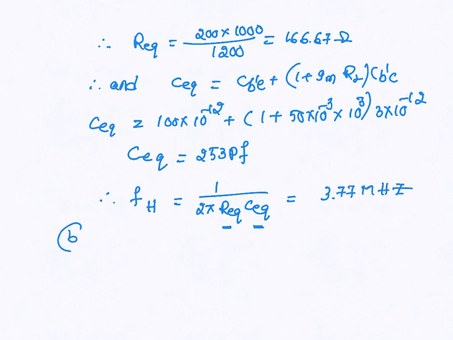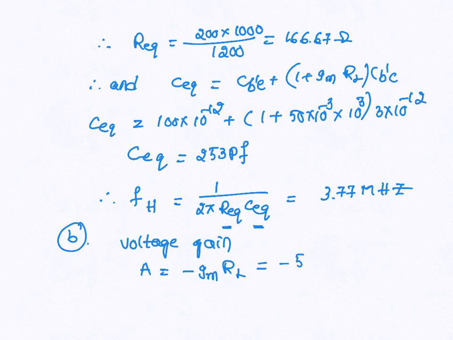And in the question he has also mentioned that we have to find the voltage gain. The formula for voltage gain at the required frequency will be minus gm into RL. gm is already given as 50 into 10 power minus 3, into the RL value of 1 kilo ohm. So if you calculate, the gain will be minus 50. If you take the modulus, the gain will be positive. So this is the required gain of the transistor.